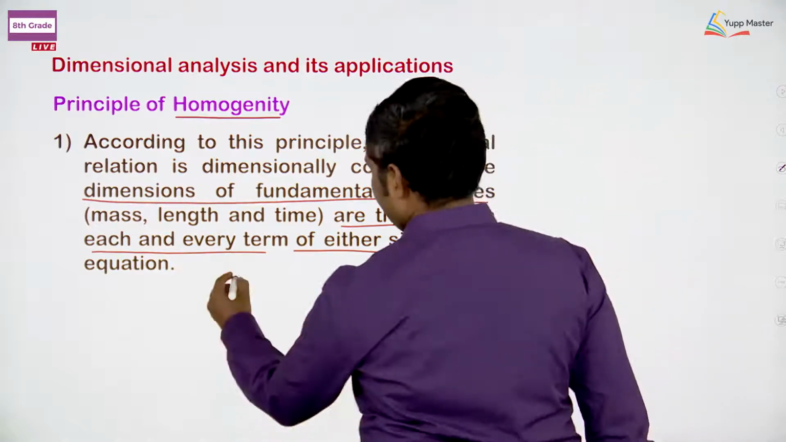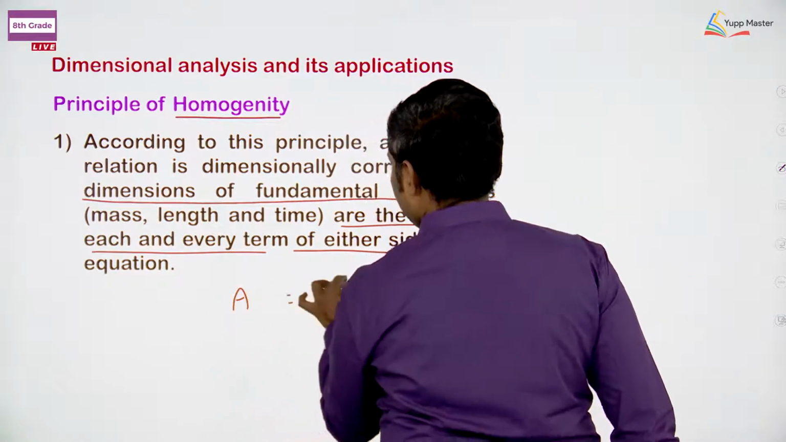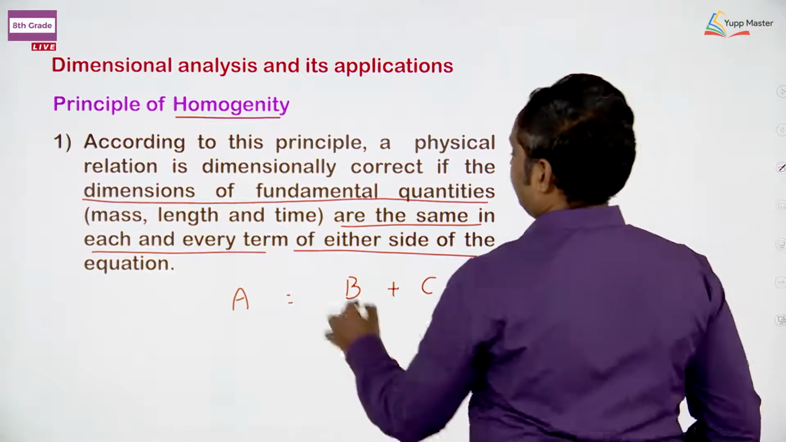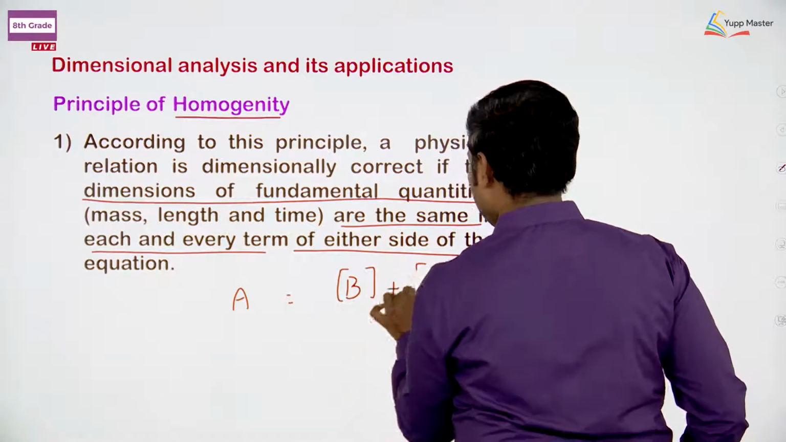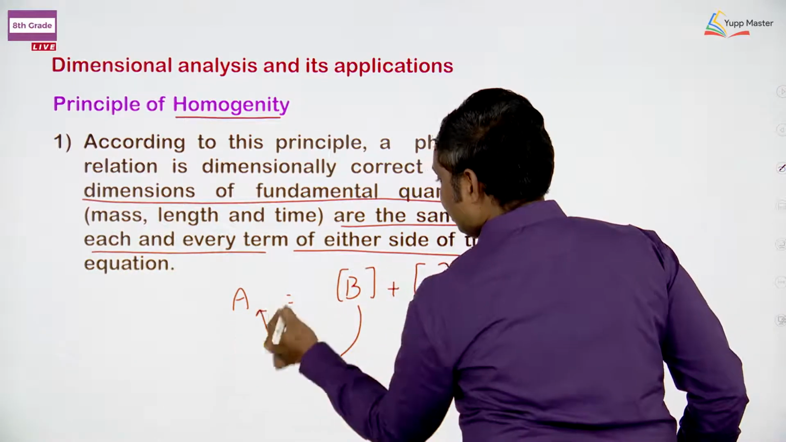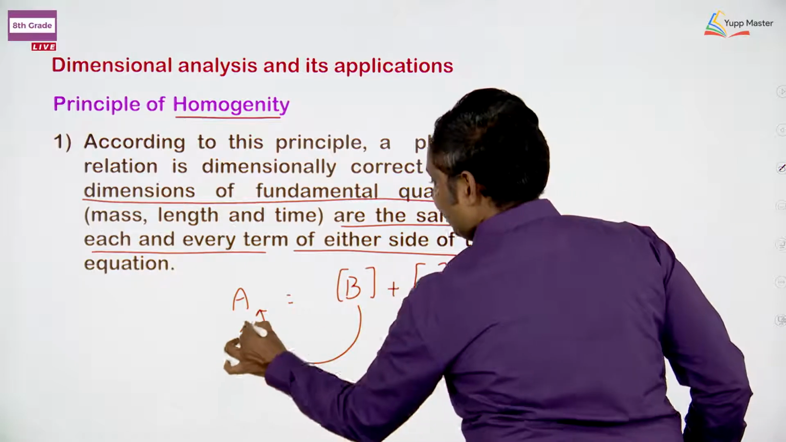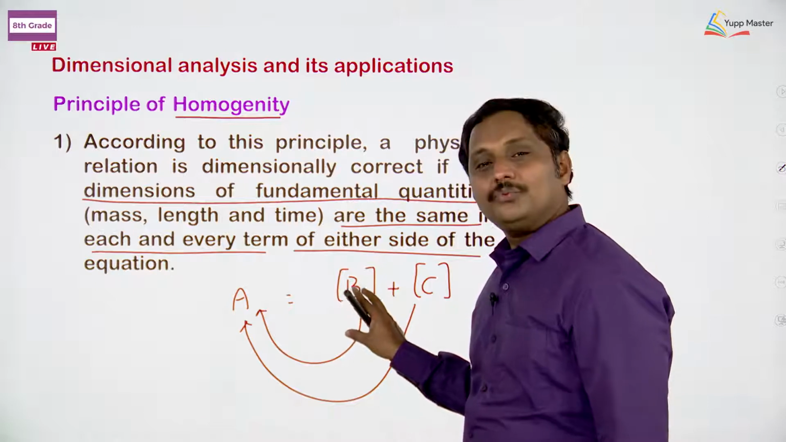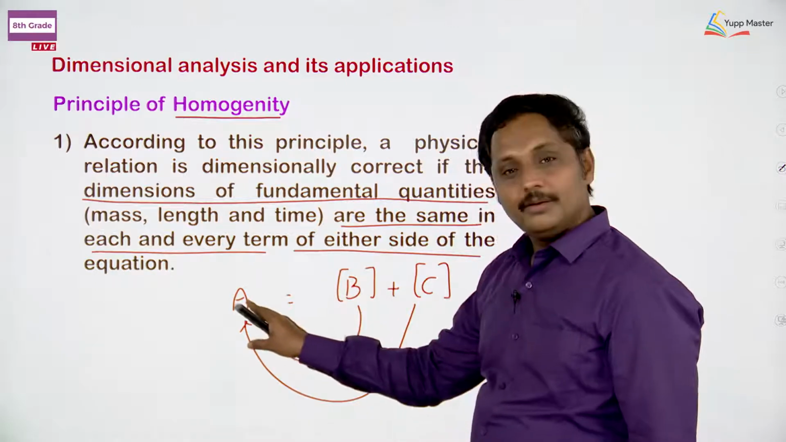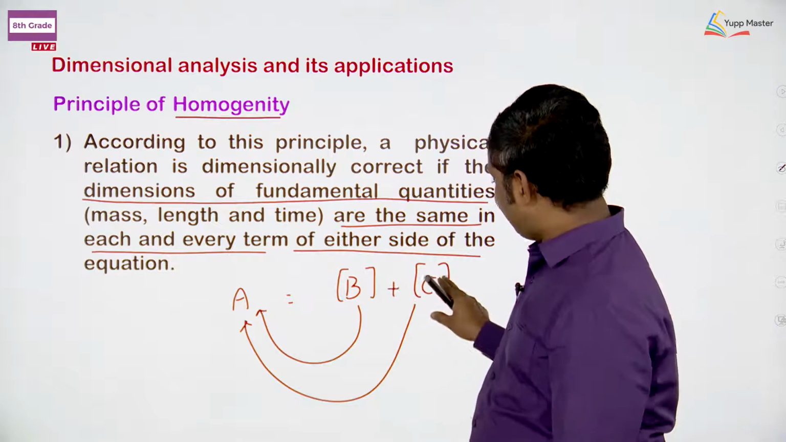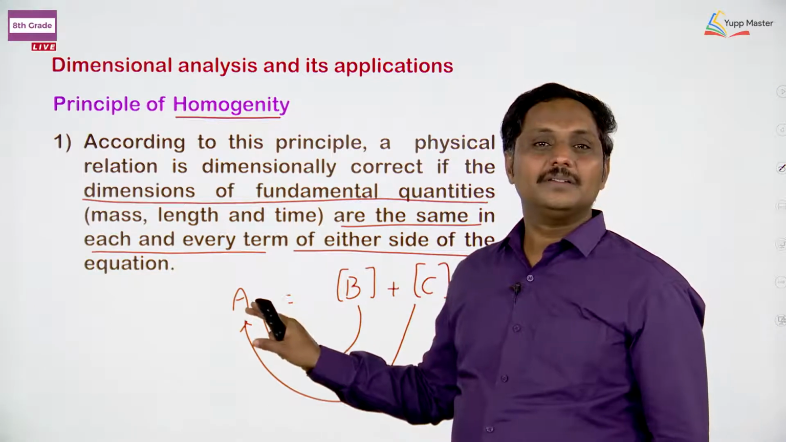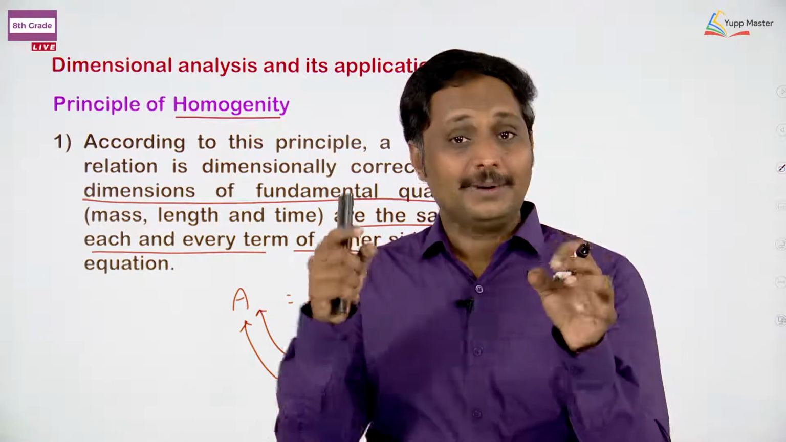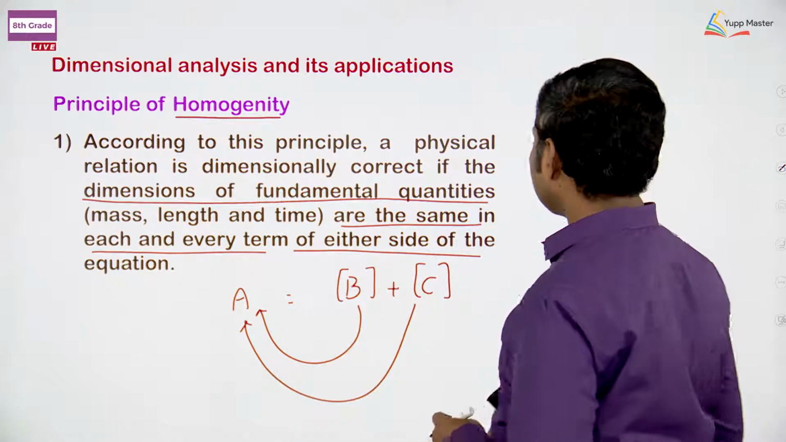Suppose I have taken A, B and C, and I have expressed that A and B are of the same kind as A. So you can take that the dimensions of B should match A, and the dimensions of C should match A. How will you understand the homogeneity principle in a better way?